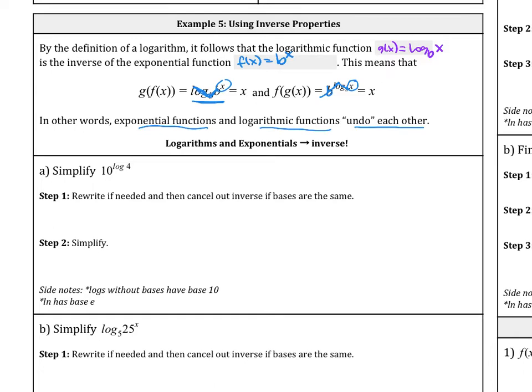Simplify 10 to the log of 4. And so do we need to rewrite this one? In this case, we don't, and we'll see an example of when we do. So if there's nothing here, what do we remember is that base? Well, that is log base 10. And so looking at the property we have up here, if we have the base and it's the same here and here, then we can just cancel this out. The answer is just 4. So that is the answer.